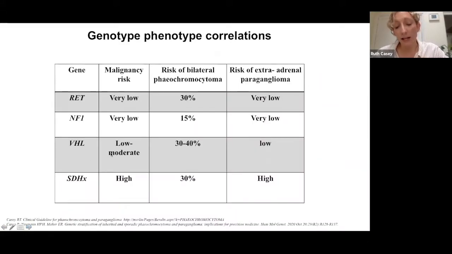And over the last decade or so, clinical observations have allowed us to see genotype-phenotype correlations. So we know, for example, that our patients with VHL, NF1, and RET gene mutations are much less likely to have extraadrenal or malignant tumors when compared to our SDH gene mutation carriers. And this has allowed us to stratify management and surveillance protocols accordingly.